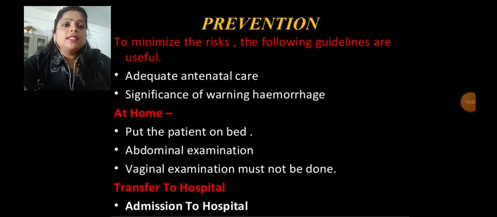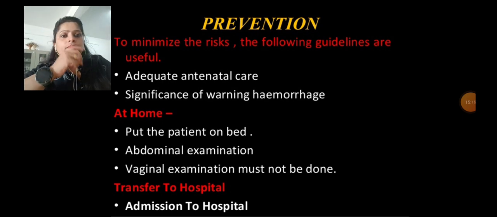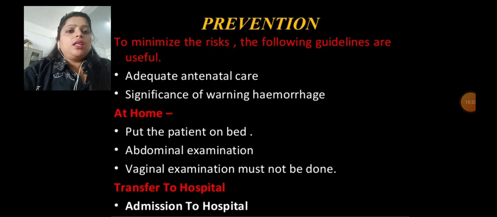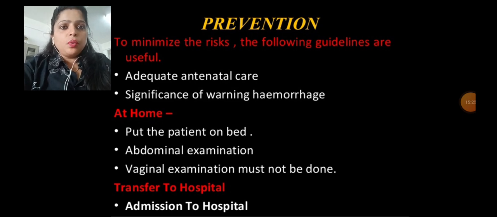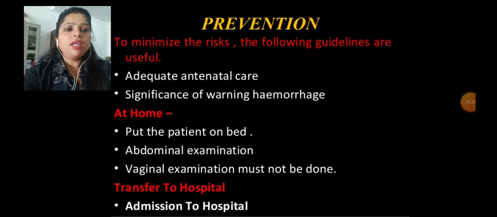Second is the significance of warning hemorrhage. If bleeding occurs, then it is a warning symbol. We have to find out what the symptoms are and how much blood loss has been there. So it is very important, the significance of warning hemorrhage. If the female is at home and bleeding occurs, what all can we do? At home, we can put the patient on bed. It is important that we put the patient on bed.